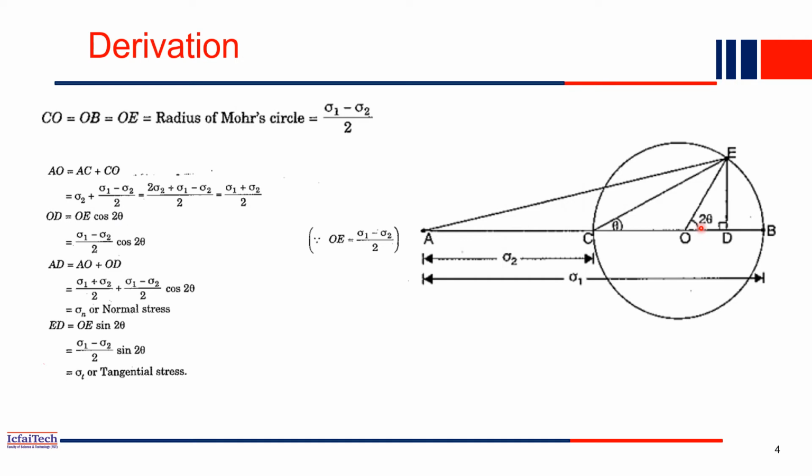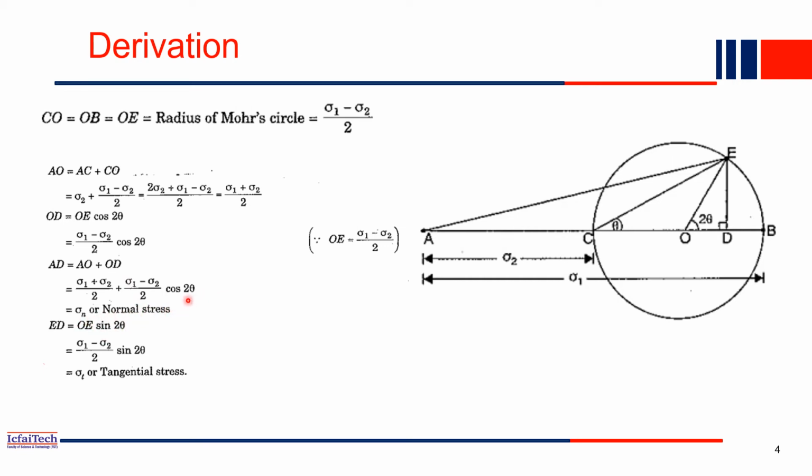Now OE is basically the radius of the circle. Just substitute the value (sigma 1 minus sigma 2) by 2 and cos 2 theta, so you have OD. Now what is the entire length AD? AD will be AO, A to O, plus O to D. AO we computed as (sigma 1 plus sigma 2) by 2, plus OD. OD will be this one, which we just computed: (sigma 1 minus sigma 2) by 2 times cos 2 theta.